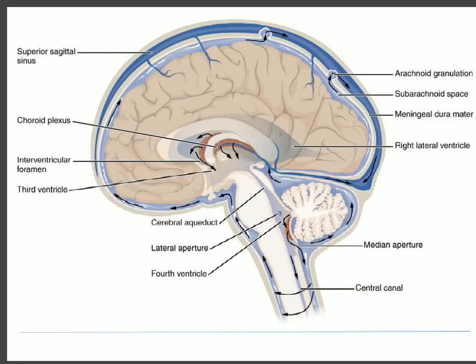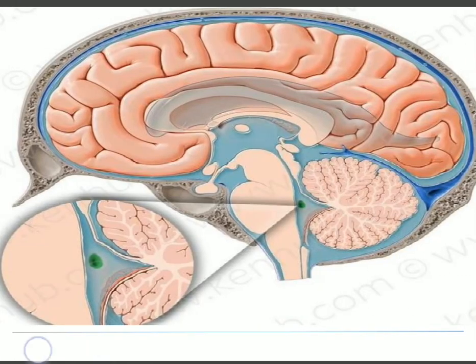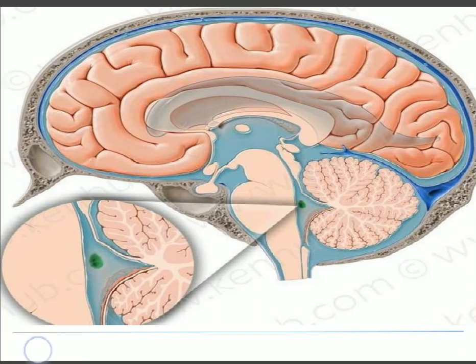So the median aperture, you can see in this figure, this in green here is the foramen of Magendie, the median aperture, which communicates the ventricular system with the subarachnoid space. This is the communication. And in this figure, this green dot is the foramen of Luschka. This is half of the portion. The other half also contains a similar aperture, so they are two in number, and they also communicate the ventricular system to the subarachnoid space.